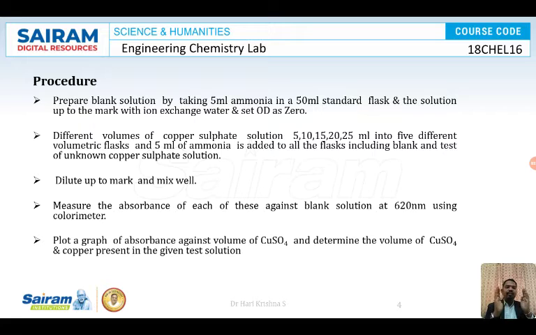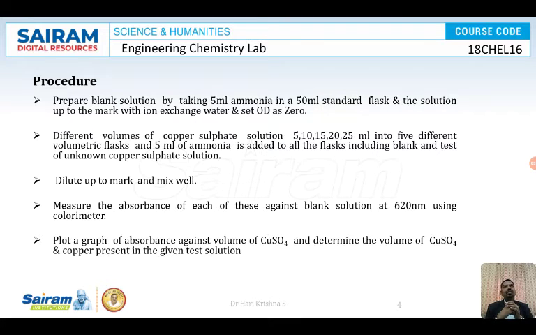We have 3 different burettes. One burette we're going to fill with copper sulfate, another with ammonia, and another with water. First we're going to take 5 different flasks, named 5, 10, 15, 20, 25. To the flask named 5 we add 5 ml of copper sulfate. For the flask named 10 we add 10 ml of copper sulfate and so on. For each and every flask, we add 5 ml of ammonia, including the blank.